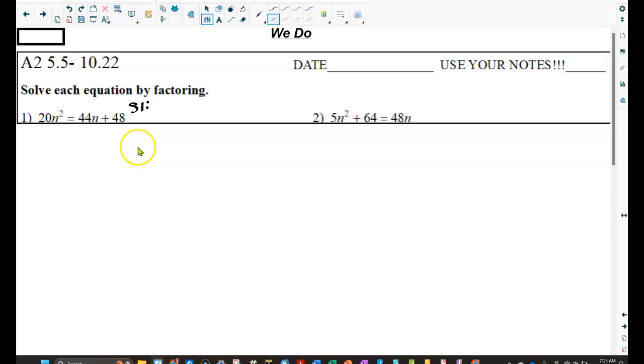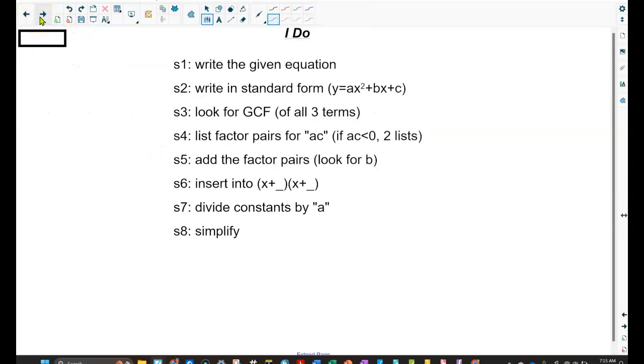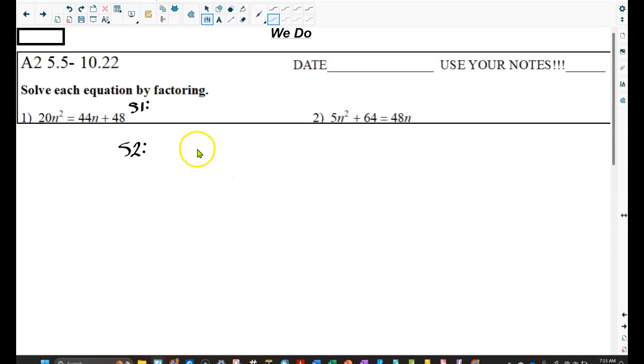So step one, copy the equation given. Step two, write in standard form. So we've got ax squared. In this case we're using n. We've got to bring this guy over, minus 44n, equals 0. This normally is a y, but because we're solving, this is related to zeros of a function, so we'll set it up this way.